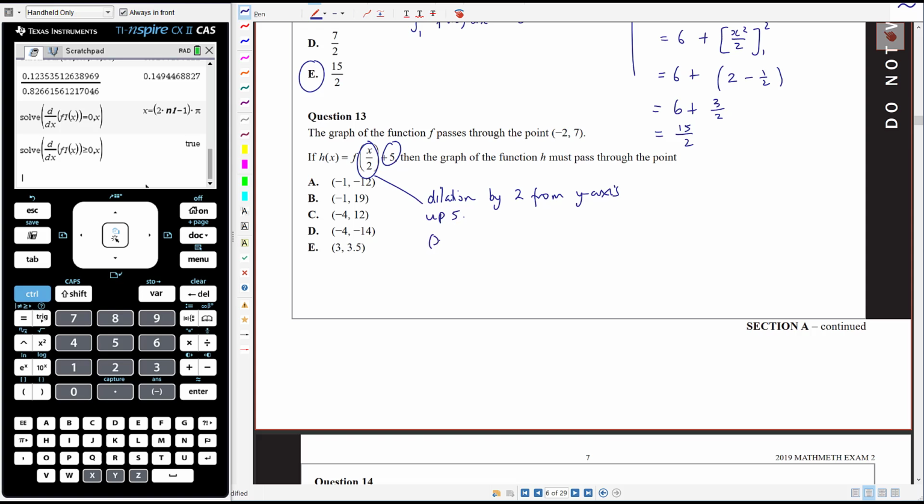Okay, so that means any point x, y, if we dilate it by a factor of 2 from the y-axis, we're doubling the x-coordinates, and up 5, we're adding 5 onto the y-coordinates. So if we have the point negative 2, 7, and we apply these transformations to that, negative 2 times 2 is negative 4, and 7 plus 5 is 12. That becomes the point negative 4, 12. So if f goes through negative 2, 7, then h is going to go through negative 4, 12, which is C.